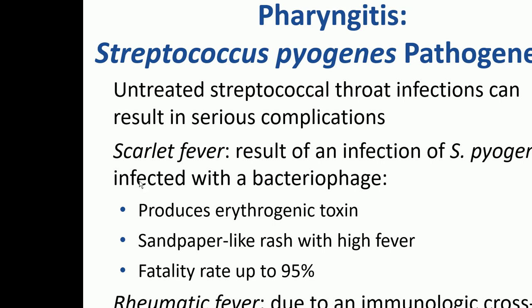In scarlet fever, there is a rash with high fever, and the fatality rate is up to 95%. Also, streptococcal infections can lead to rheumatic fever, and this rheumatic fever is due to immunological cross-reaction between streptococcal M proteins and the heart muscle proteins of the host.